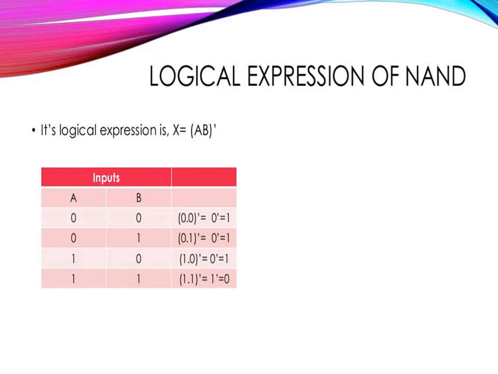Next 1 0, 1 into 0 is 0. When it is applied with the NOT operation, it becomes 1. 1 into 1 is 1. When it is applied with the NOT operation, it becomes 0.